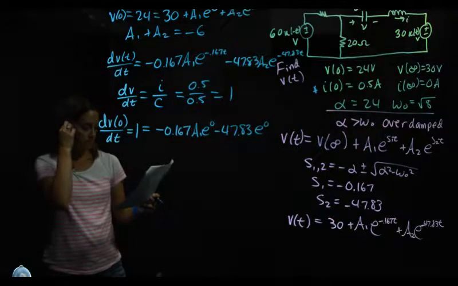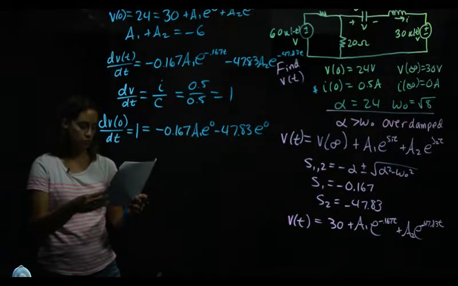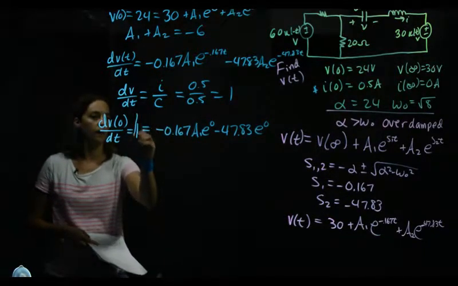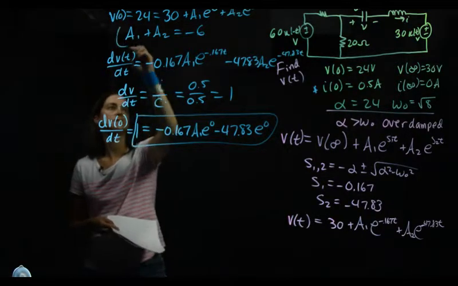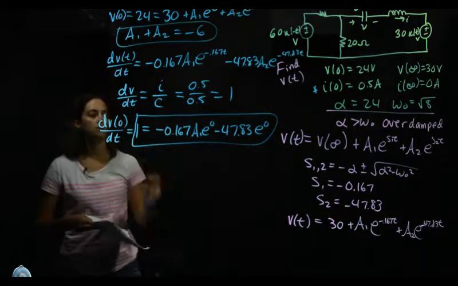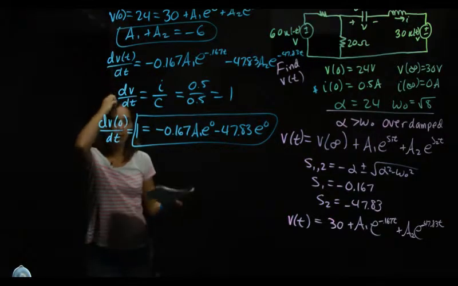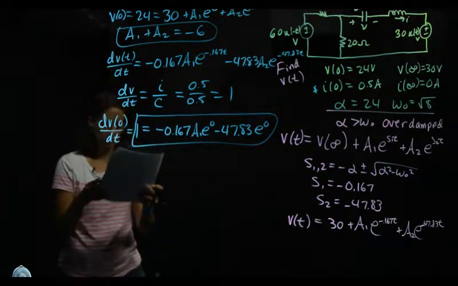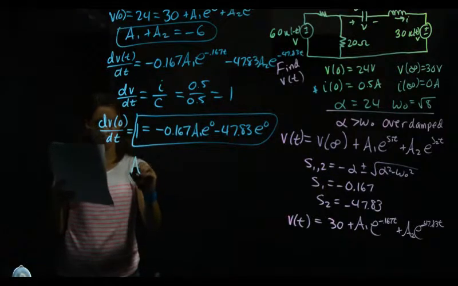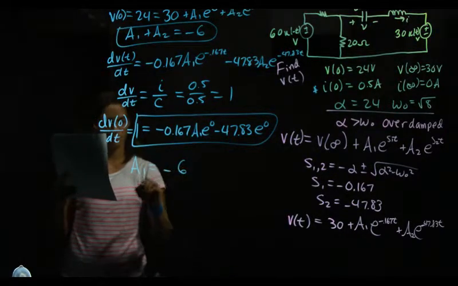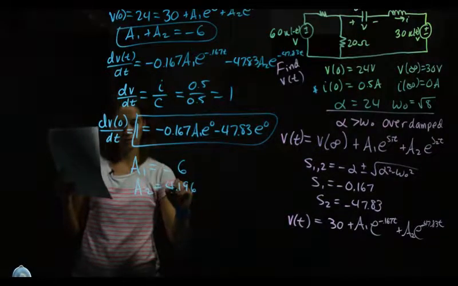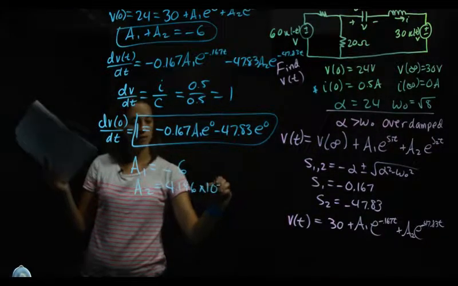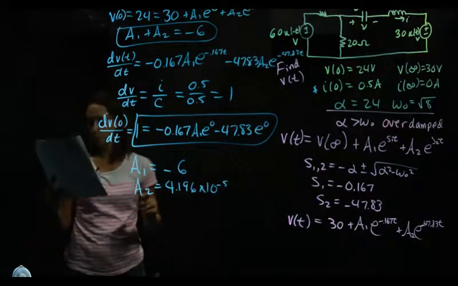So now I have two equations and two unknowns. I have this equation, and I have this equation. So, solve that for A1 and plug it in, whichever way you want to do it. But when you do that, you get an A1 of minus 6, an A2 of 4.196 times 10 to the minus 5th. So kind of a weird number, but it is what it is.